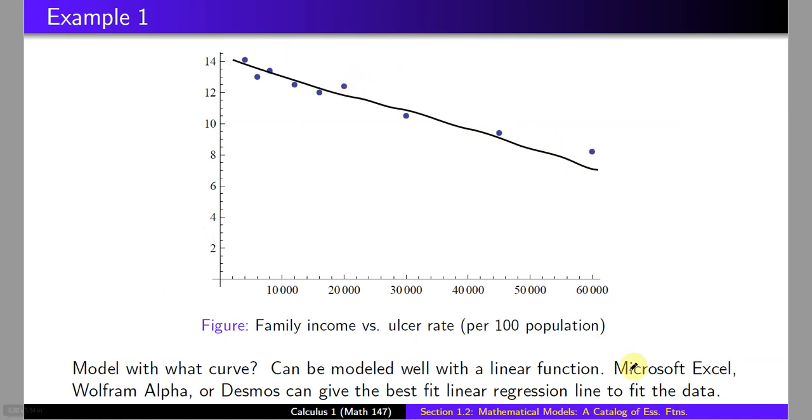Now, there is a procedure that can come up with a specific best fit line for doing this. This technique is called linear regression, or it's sometimes called a least squares line. You can use just Microsoft Excel, Wolfram Alpha, or Desmos to be able to do that.